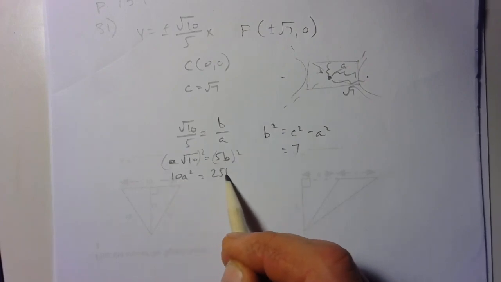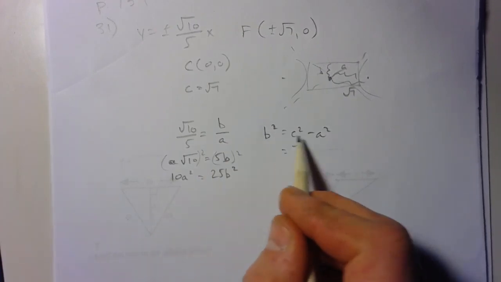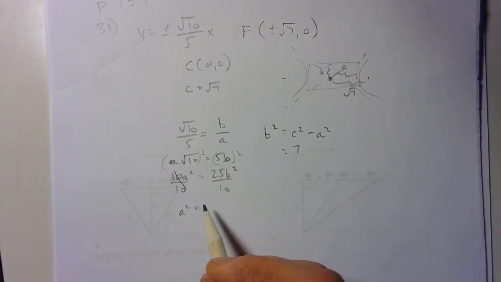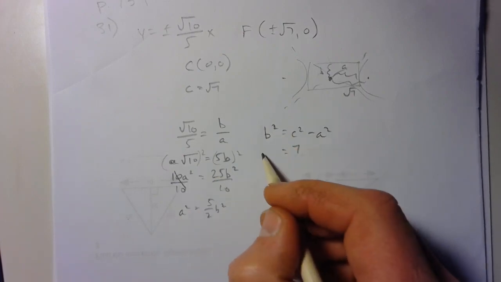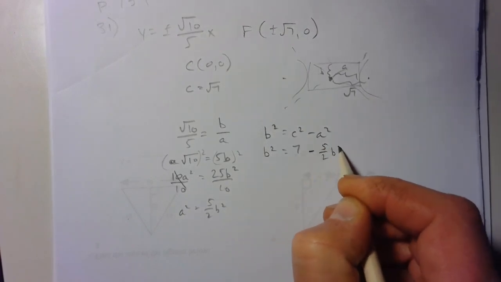Okay, let's go 25b squared. And the reason I did that is just so there's no square roots. That helps me make a better decision about whether to replace the A or the B. And so I'm going to choose to solve for a squared. That becomes 5 halves b squared. And so then I have b squared equals 7 minus 5 halves b squared.